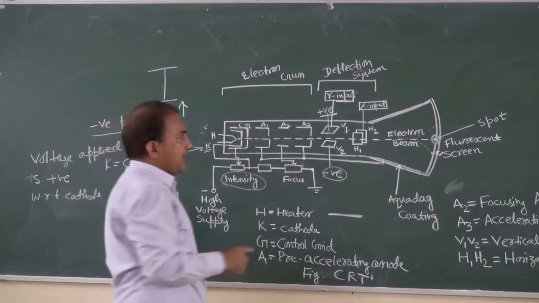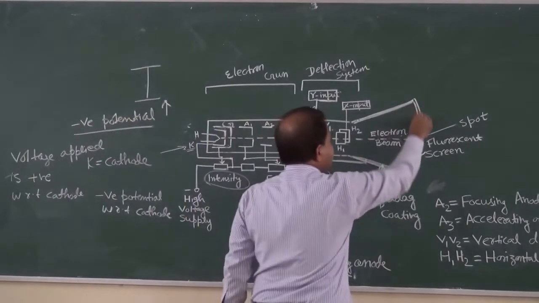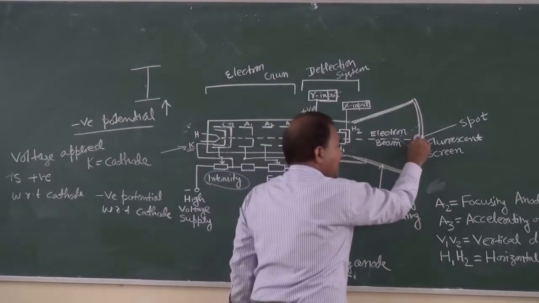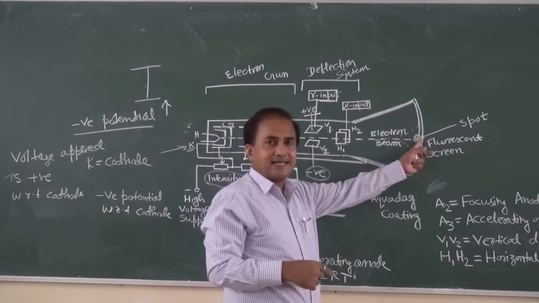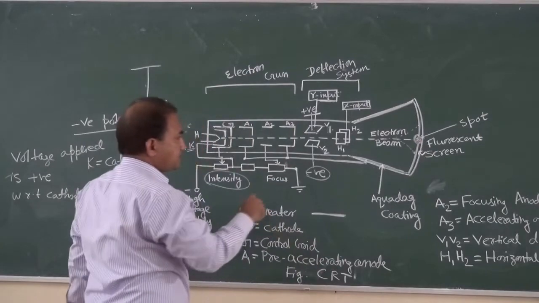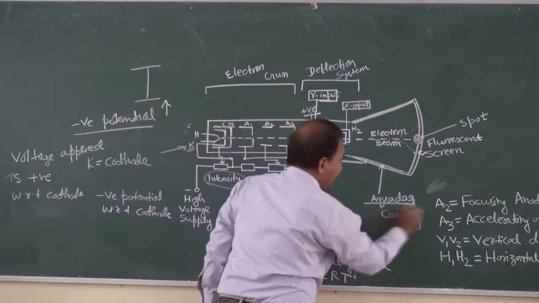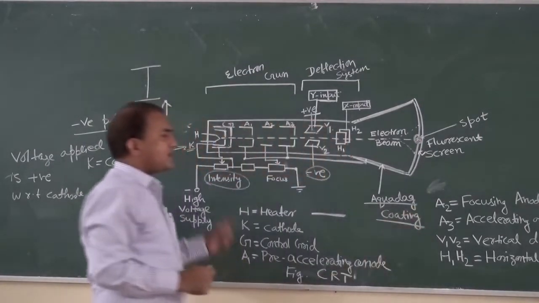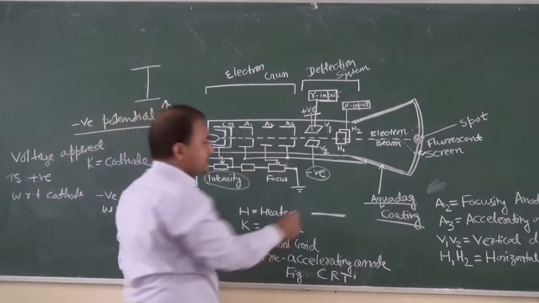Okay. And this is the fluorescent screen. Once the electron hits the fluorescent screen, it will look brighter. Then this is the aquadag coating. What is the function of the aquadag coating?